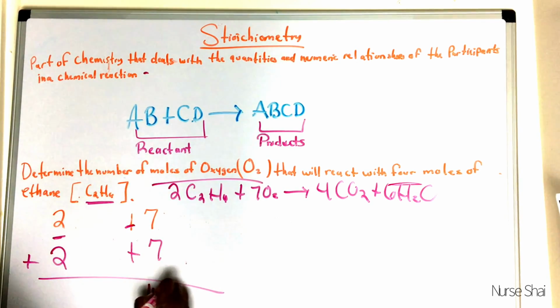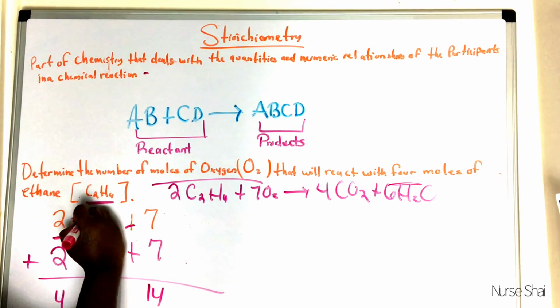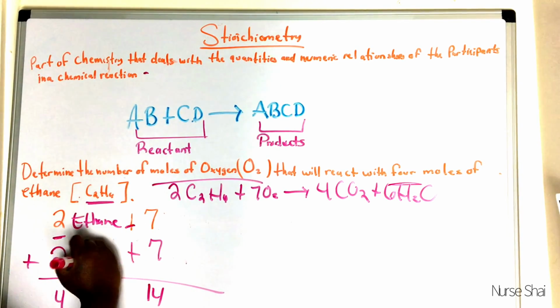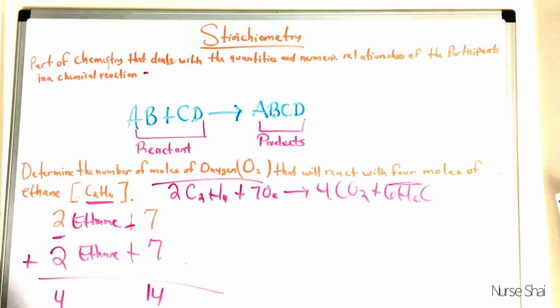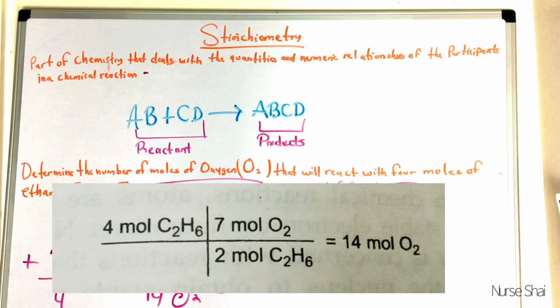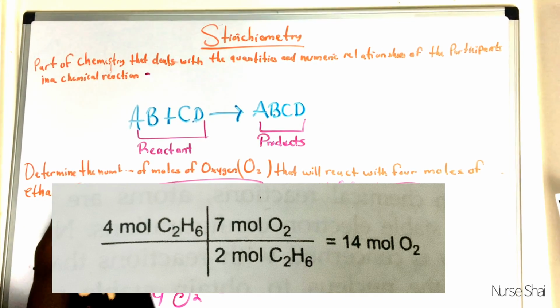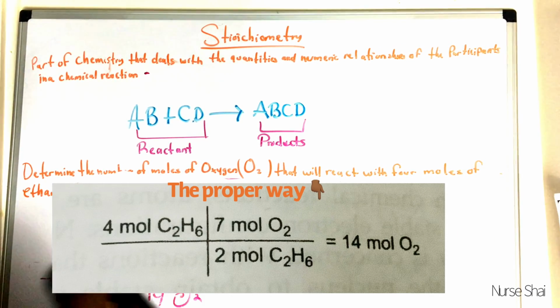So basically, this is the ethylene. So they said how many? 4 moles of ethylene. So we did that, 4. And then basically that's going to give us 14 oxygen molecules, moles of oxygen. That's the way I do it. Very simple, easy, fast. And I'm going to show you the way that you're supposed to properly do it.